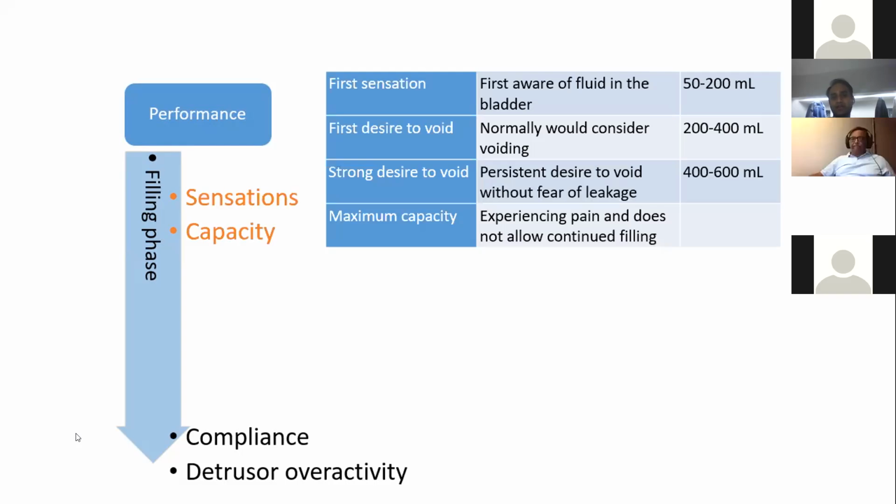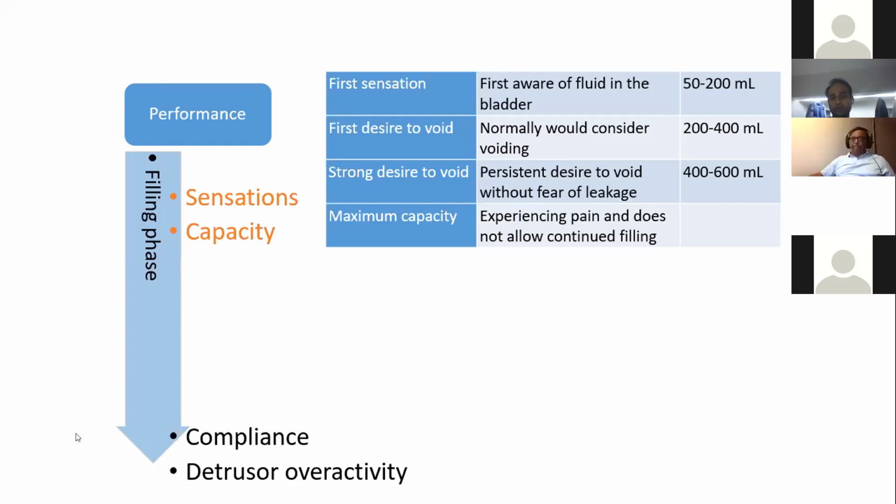The sensations are the first sensation, which is the time where the patient actually becomes aware that there is fluid in his bladder, and this can be anywhere between 50 to 200 mLs. Then there is first desire to void, which is the normal desire, the volume in the bladder where he normally would go to the loo. A strong desire is one in which there is no fear of leakage and the patient can hold on. And then there is urgency, where there is fear of leakage and the patient would not be able to hold on and he has to go to the loo.